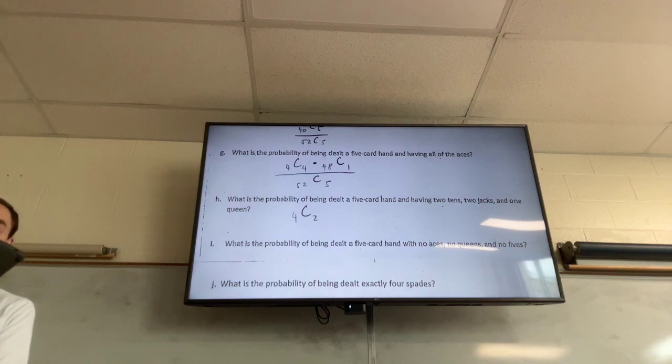Right, what do I do for the 2 jacks? How many jacks are there total? And I'm choosing how many of them? So 4 choose 2. And 1 queen, what's that? 4 choose 1. Do I multiply or add all those together? Why am I multiplying? I'm using the word and. Okay, and I divide that by the total number possible.